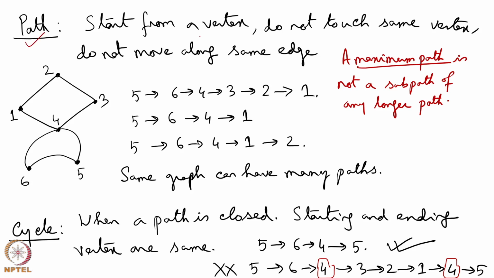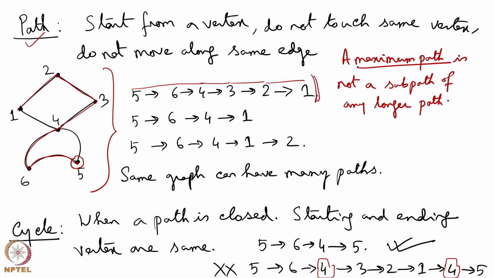Start from a vertex. For this graph, I start from vertex 5, then do not touch the same vertex, do not move along the same edge and keep moving. So, from 5 I can go to 6, from 6 I can go to 4, from 4 I can go to 3, from 3 to 2 and then 2 to 1. So, this is a path.